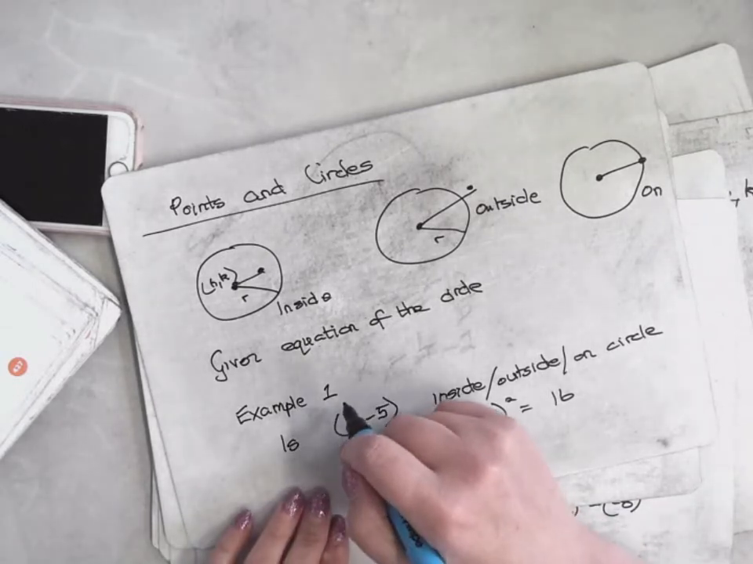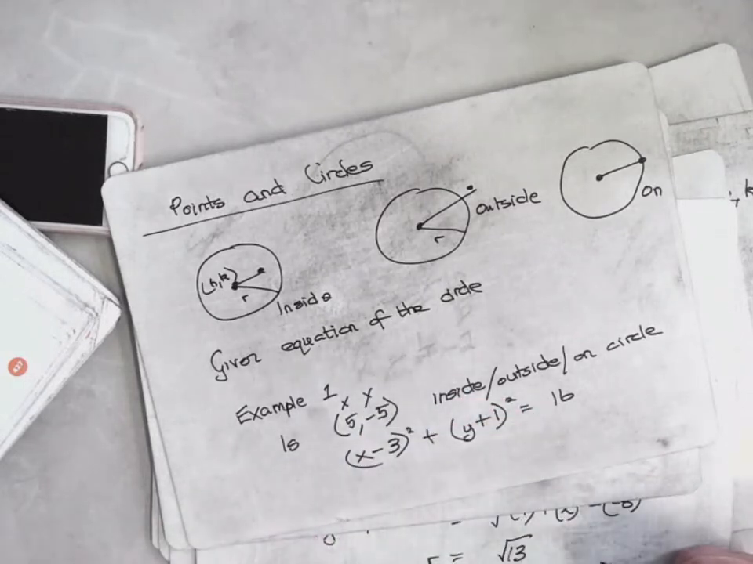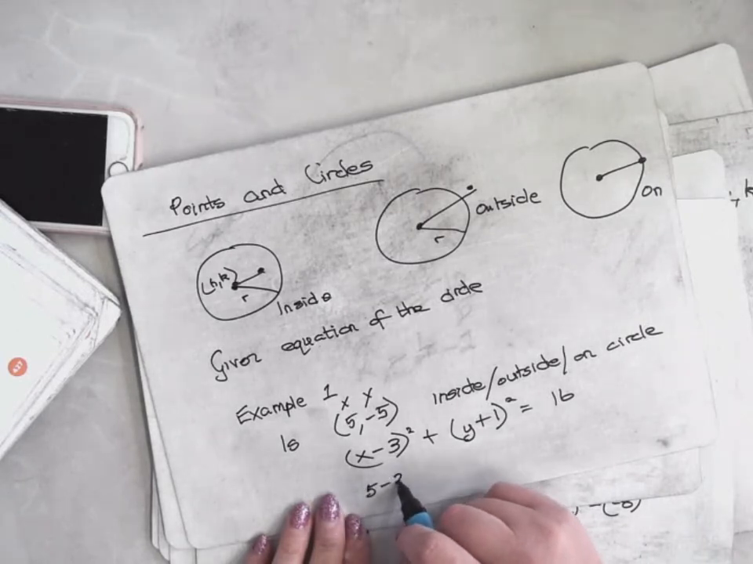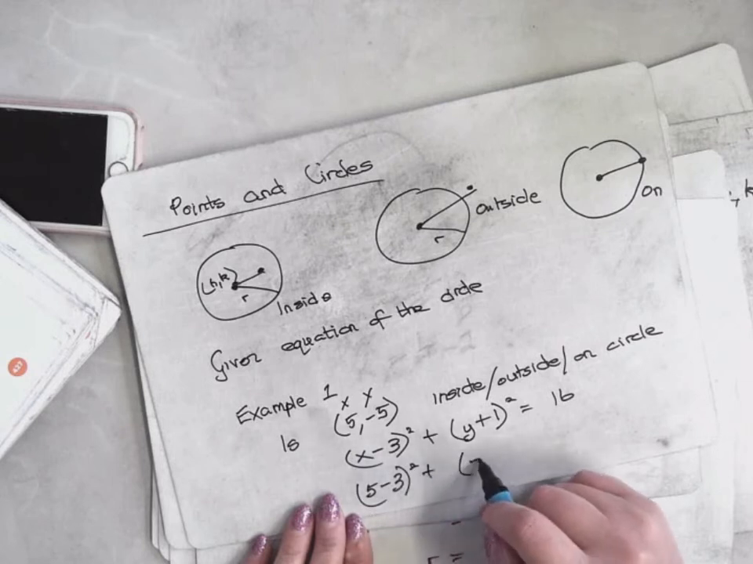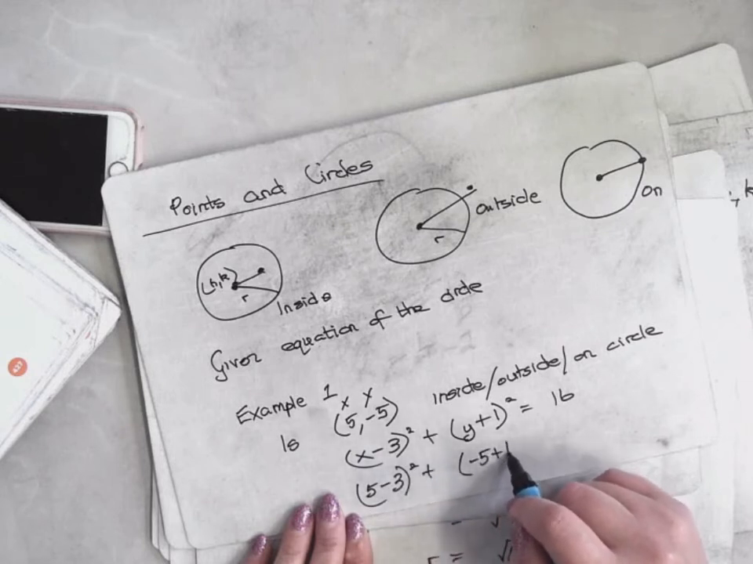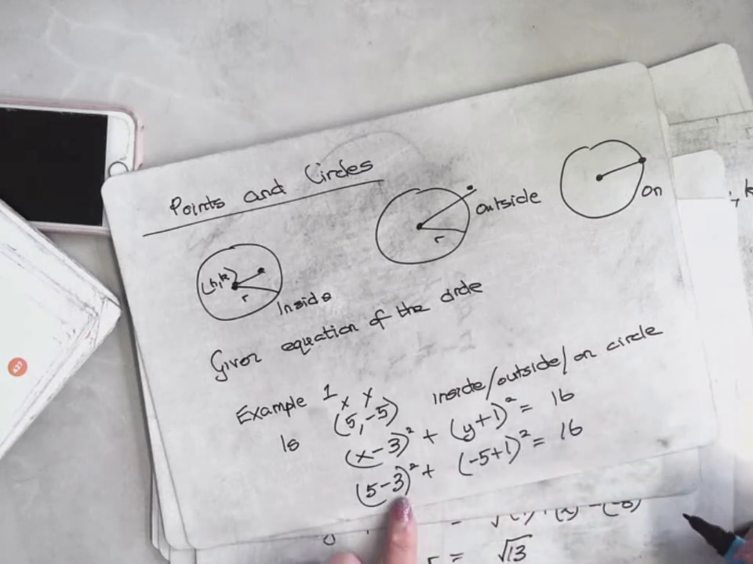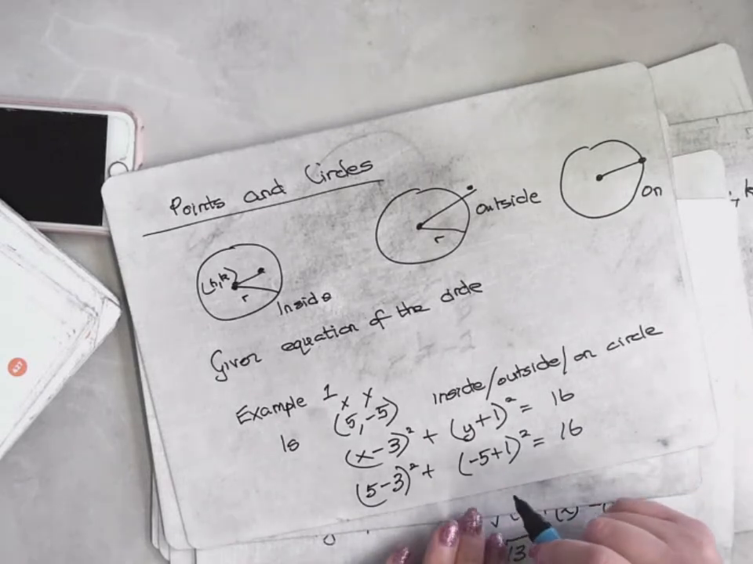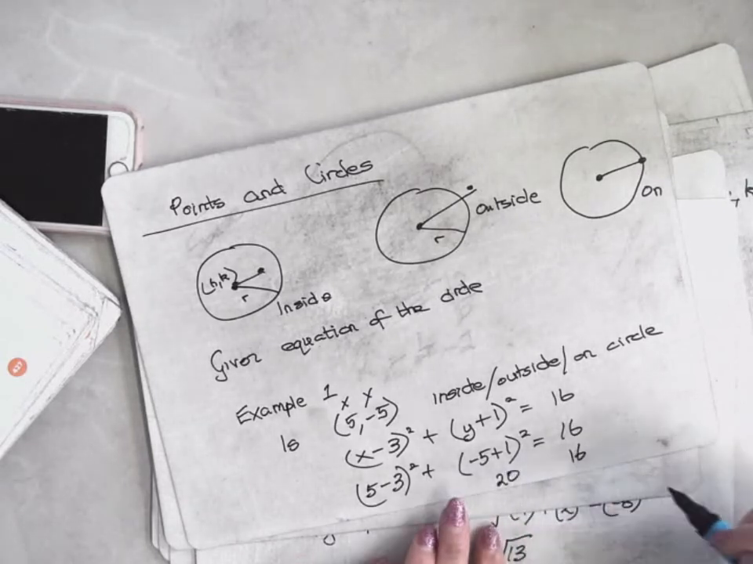All you have to do is fill in for x and y. So everywhere I see an x, put in a 5. Everywhere I see a y, put in a minus 5. So I'll get (5 minus 3) squared plus (minus 5 plus 1) squared equals 16. Right? So 5 minus 3 is 2, squared is 4. Minus 4 squared is 16. So I get 20 on this side and I have 16 on that side.